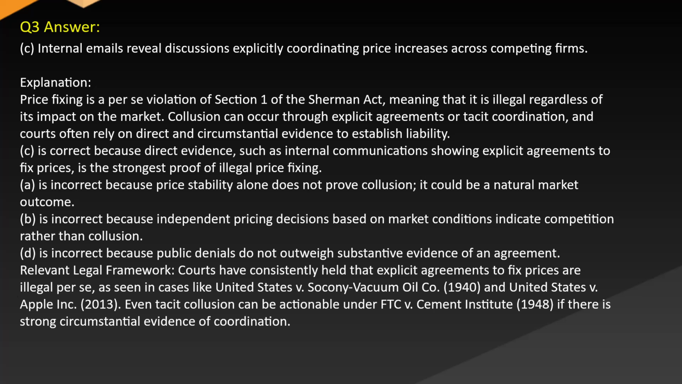A is incorrect because price stability alone does not prove collusion. It could be a natural market outcome. B is incorrect because independent pricing decisions based on market conditions indicate competition rather than collusion. D is incorrect because public denials do not outweigh substantive evidence of an agreement.